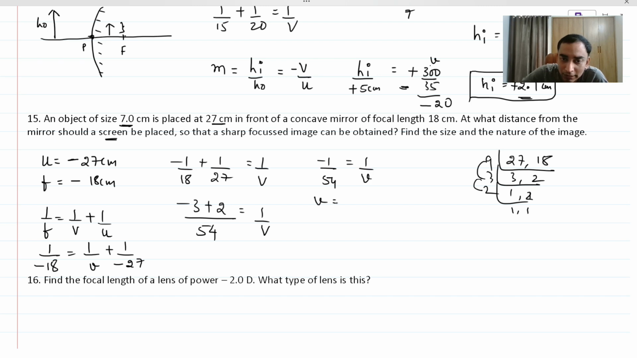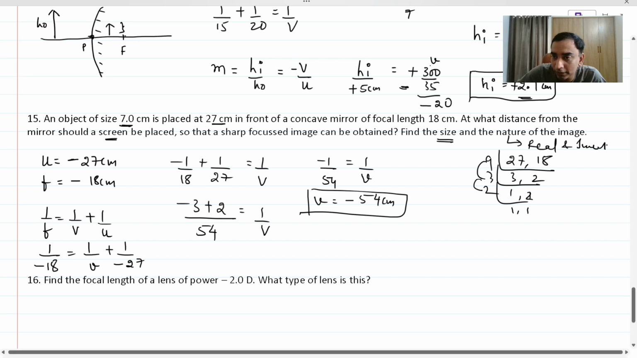So the image distance, you may see, is negative. And listen to me carefully, in the case of mirrors, a negative distance means the image is also on the same side as the object. That means it's a real image, because it is in front of the mirror, and real images are always inverted. Now, since you are supposed to find the size of the image, and the nature is real and inverted, you are also supposed to find out the size.